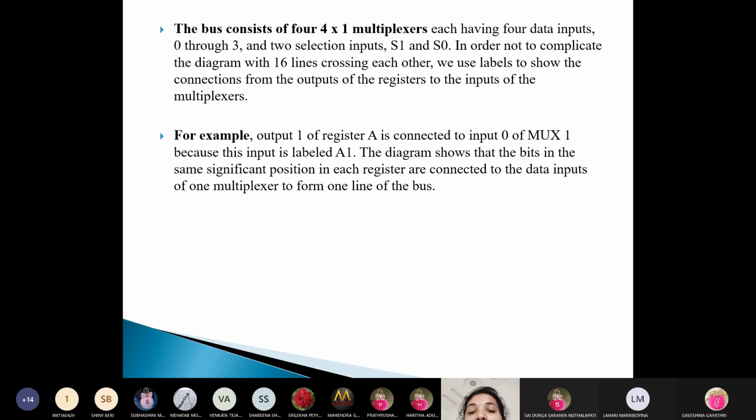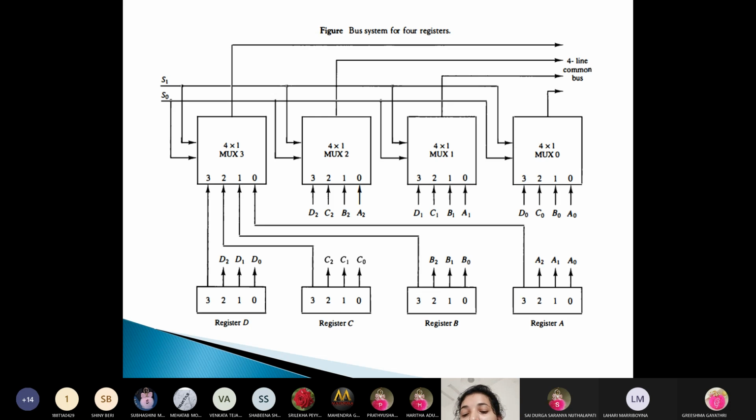In order not to complicate the diagram with 16 lines crossing each other, we are using labels for the connections from the outputs of the registers to the inputs of the multiplexers. For example, output 1 of register A is connected to input 0 of multiplexer 1 because this input is labeled A1. In this diagram, the bits in the same significant position in each register are connected to the data inputs of one multiplexer to form a line of the bus.